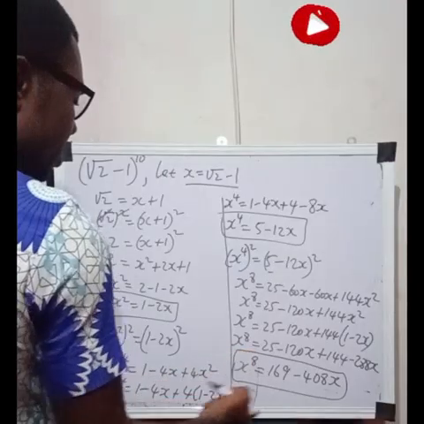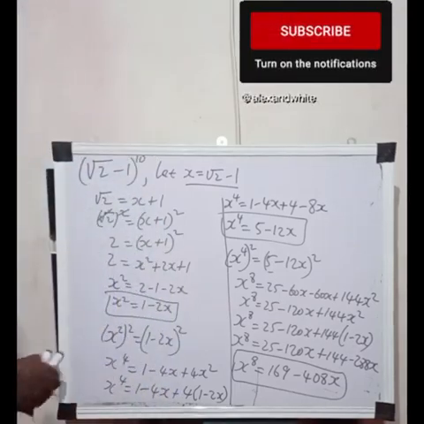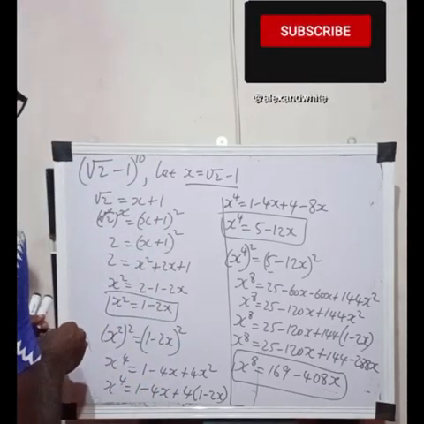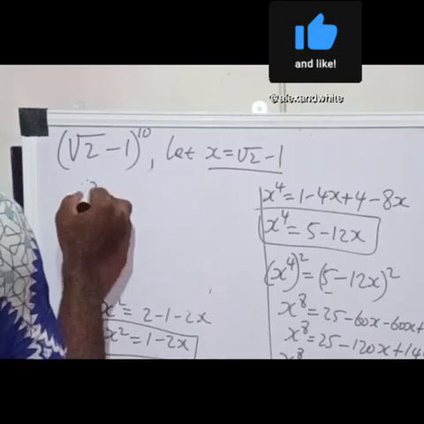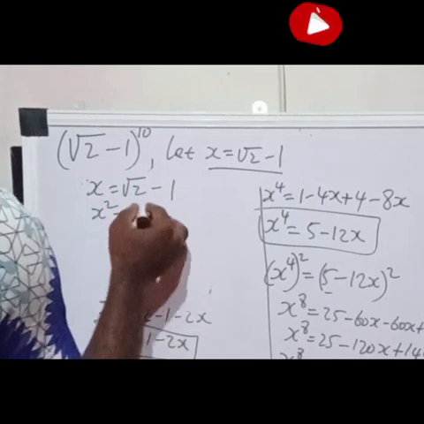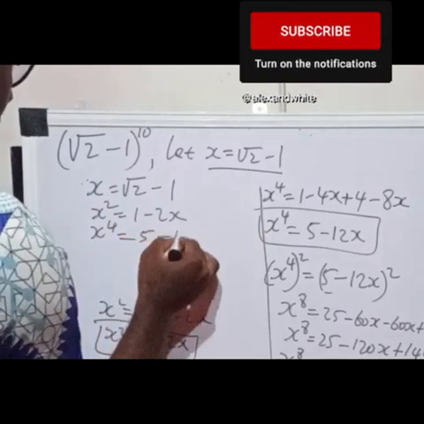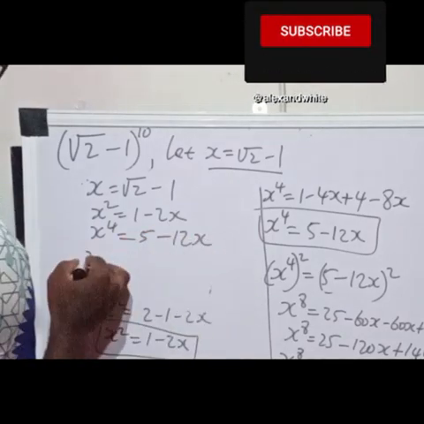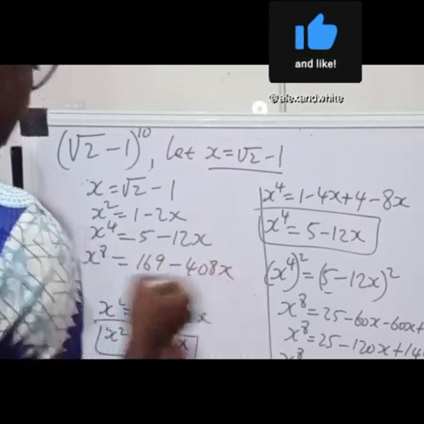If we square again, it will be x raised to the power 16, so we are not going to square again. So what have we gotten? We've gotten so many things. Let's bring them out. We say that x equals root 2 minus 1. x squared, we got it as 1 minus 2x. x raised to the power 4, we got it as 5 minus 12x. And x raised to the power 8, we got it as 169 minus 408x.